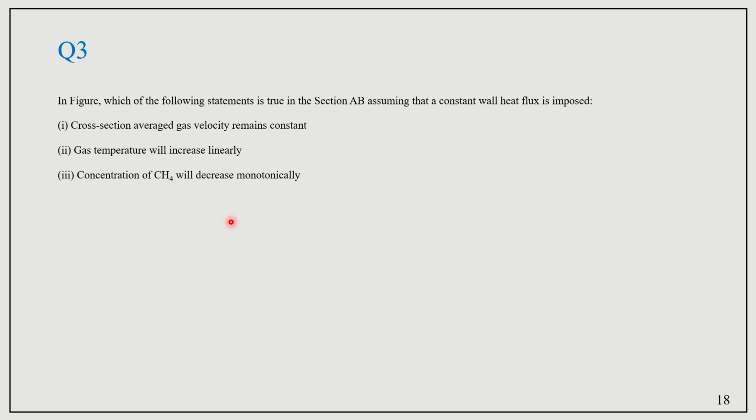We are imposing constant wall heat flux as well. So gas temperature will increase linearly. So option 2 is the right answer. So only option 2 is the right answer. So answer is option B.